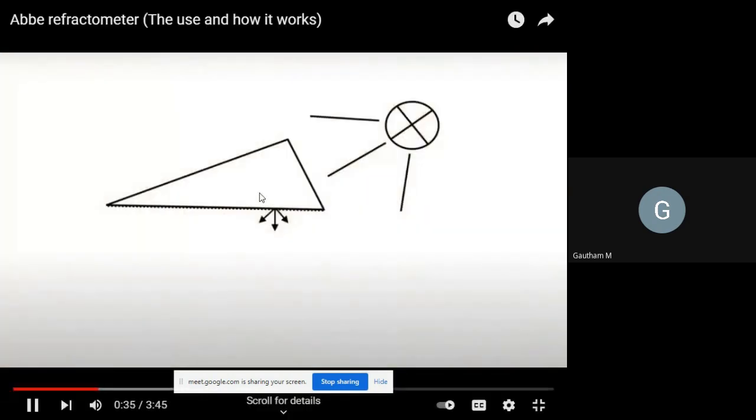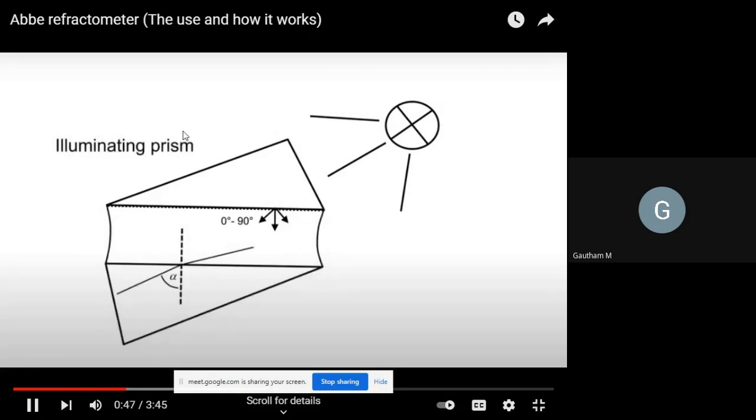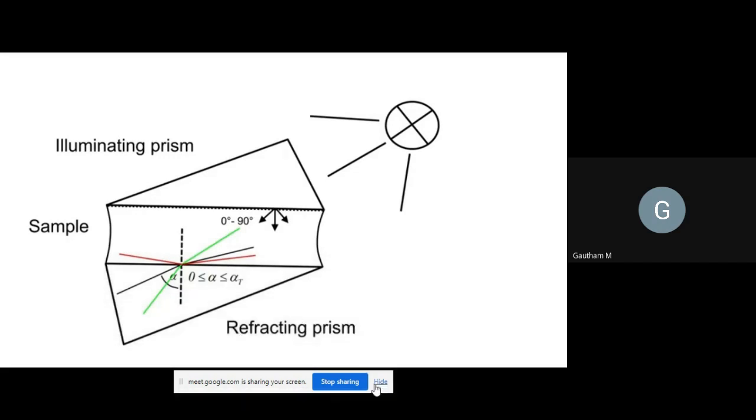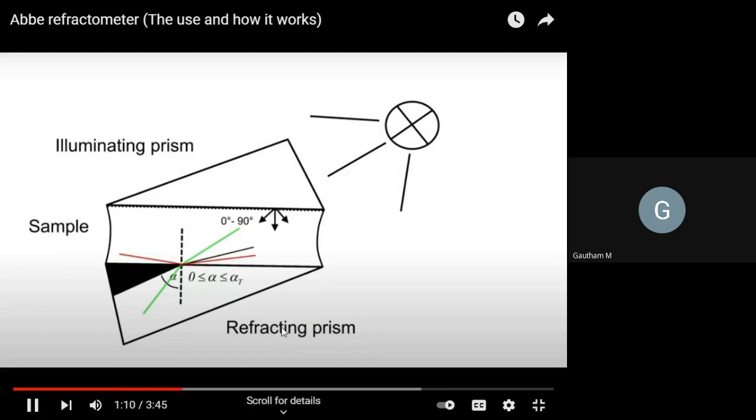The light enters through this opening. See, the light is entering. It falls on the prism, and the prism scatters the light, and this light again falls on the sample. The first prism is known as the illuminating prism. The light is scattered by the prism, falls on the sample, and through the sample the light falls on the refracting prism. So there are two prisms: one is the illuminating prism, and the second one is known as the refracting prism. From the sample it goes to the lens.